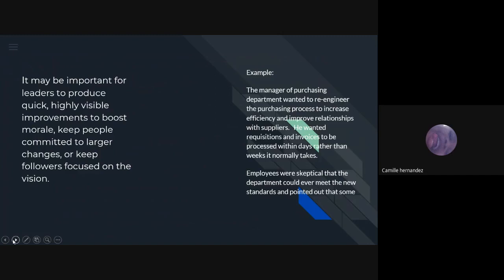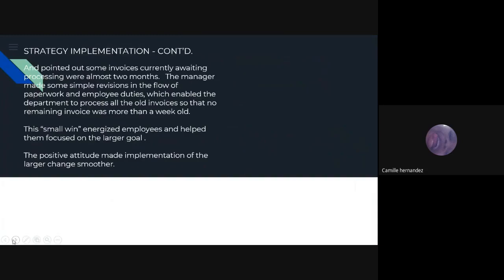And another example used in the text is the manager of a purchasing department who wanted to re-engineer the purchasing process to increase efficiency and improve relationships with suppliers. He wanted requisitions and invoices to be processed within days rather than the weeks it normally takes. Employees were skeptical that the department could ever meet the new standards and pointed out that some invoices currently awaiting processing were almost 2 months old. The manager had a plan and a vision.